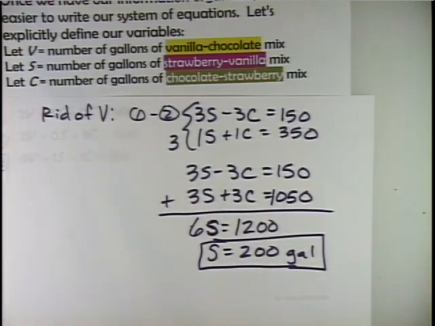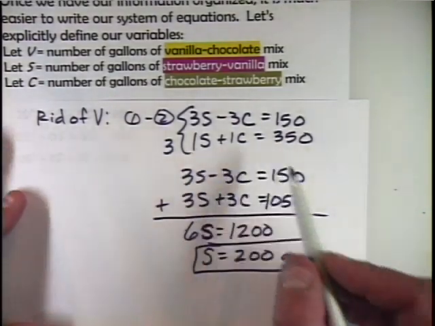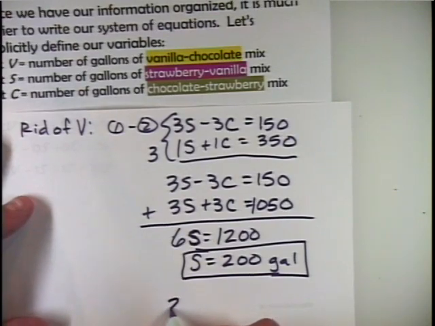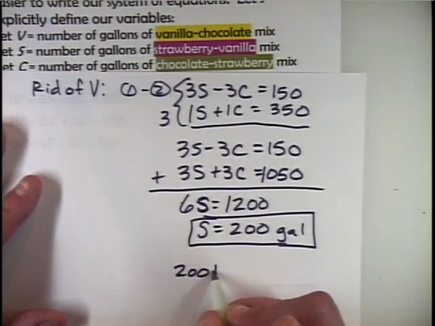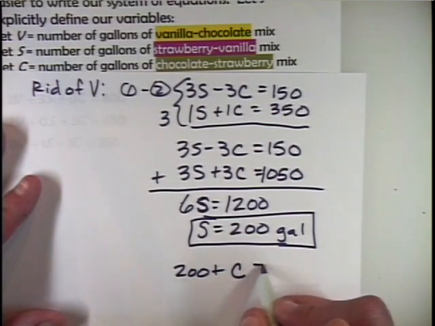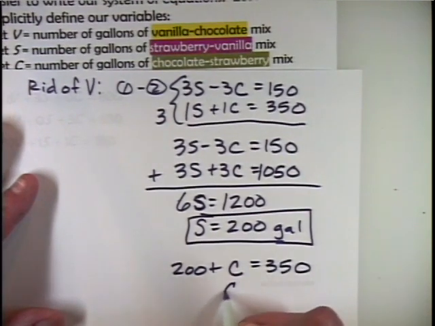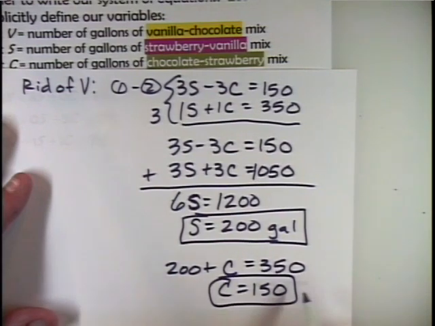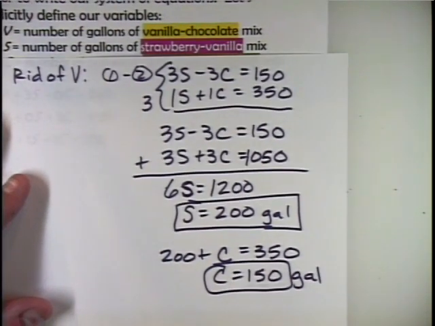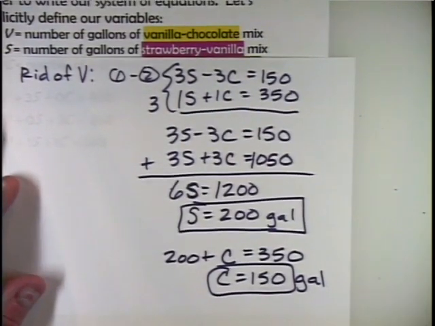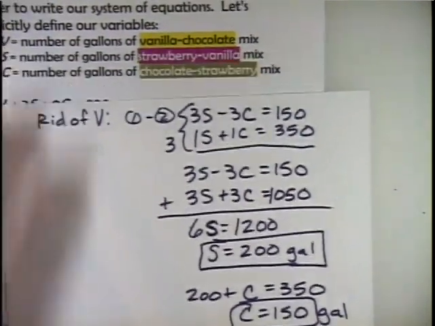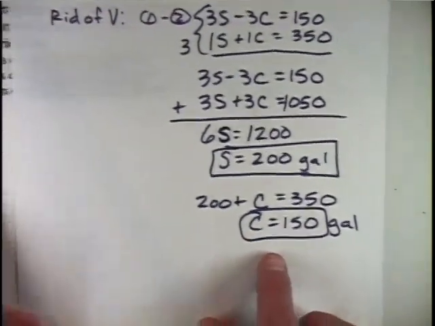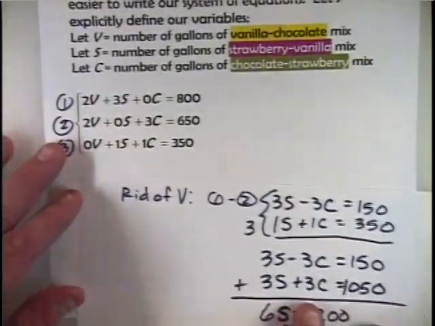Well, how do I figure out how much to make of the others? Well, I can work back up to this equation up here, and I'm going to choose this one. So now I know that 1 times S, or just the 200, plus 1 times C, or just C, has to equal 350. And now I can easily solve, subtract 200 from both sides, and I get 150. So I have to make 150 gallons of the chocolate strawberry mixture. And how do I find the last mixture? Well, I can plug it into either of the other two. If I want to find a chocolate, I better use one that has the chocolate in it.